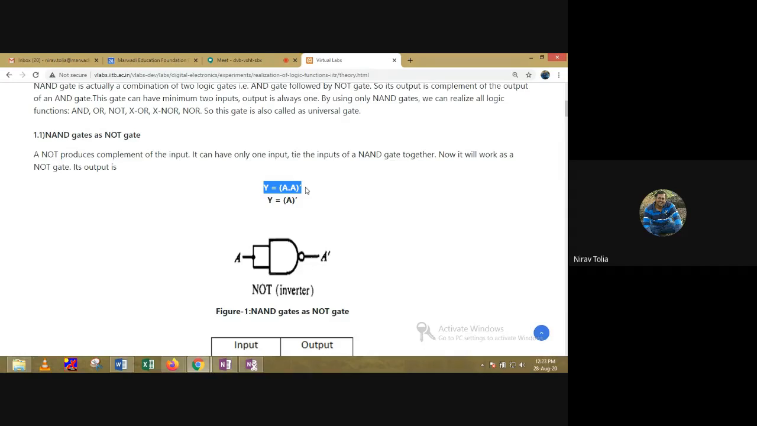So that's why you can realize the NOT gate by using a NAND gate. How can you realize it? You have to connect both the inputs together and give a single input. Why? Because a NOT gate has a single input and single output. So this is the circuit.